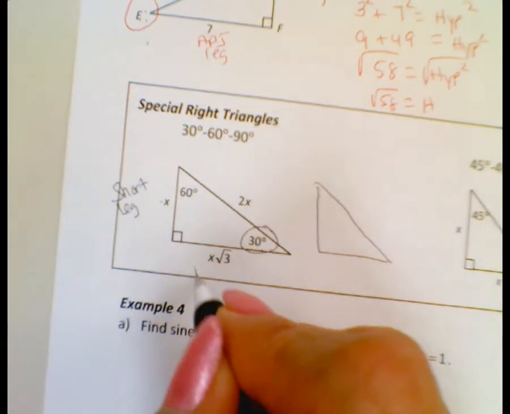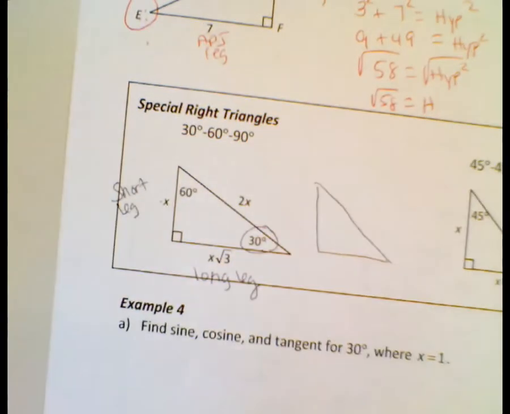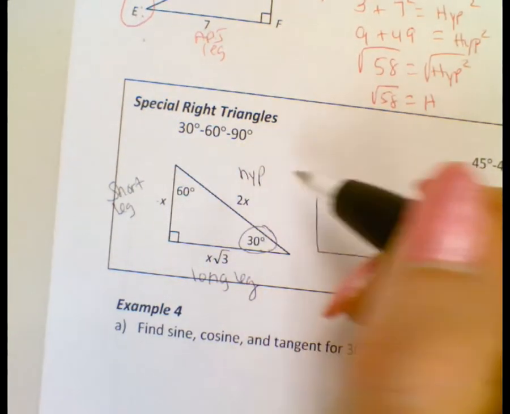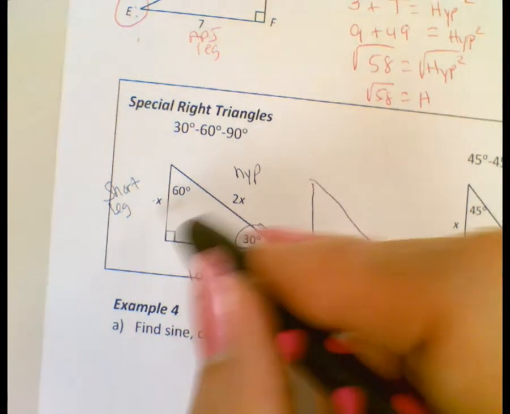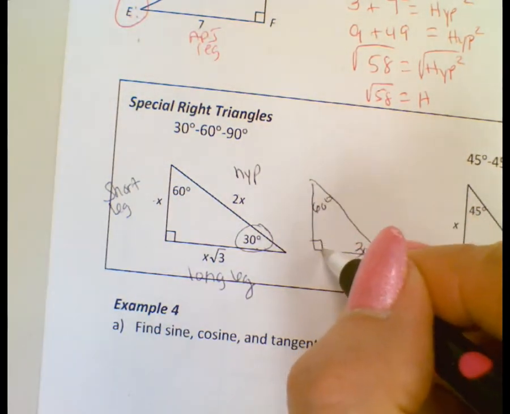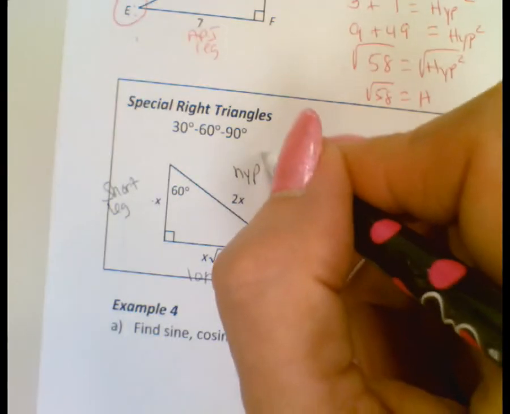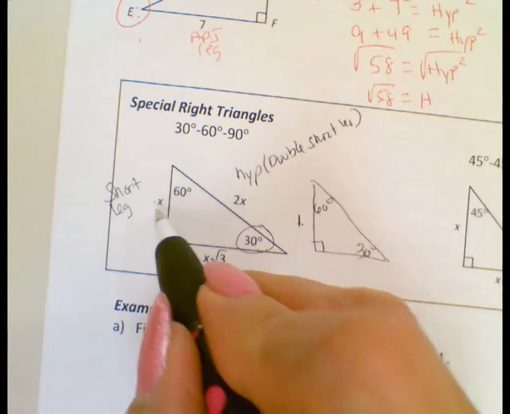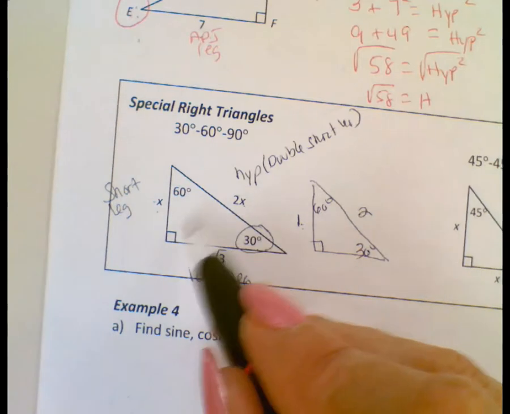Across from the 60, this is called the long leg, and that's across from 60. The 2x is the hypotenuse. It's the longest leg, but we don't call it that. We just call it the hypotenuse because everyone should know the hypotenuse is the longest leg. Now they use x, 2x, and x radical 3, but in terms of numbers, I like to think of it as a 1. If the shortest leg is 1, the hypotenuse should be double the short leg. So if the short leg is x, double that is 2x. If the short leg is 1, double that is 2. So you can think of it with x's or just numbers.